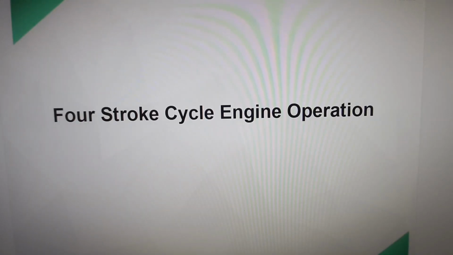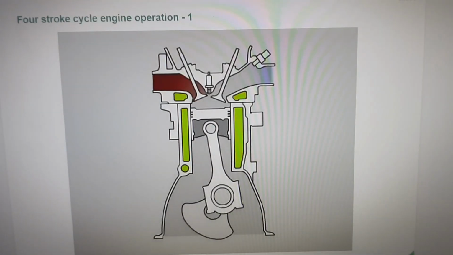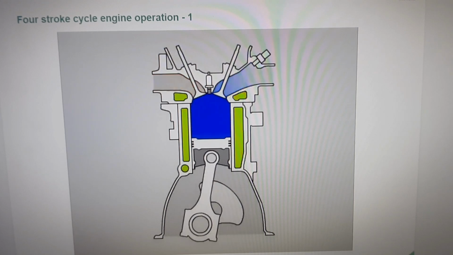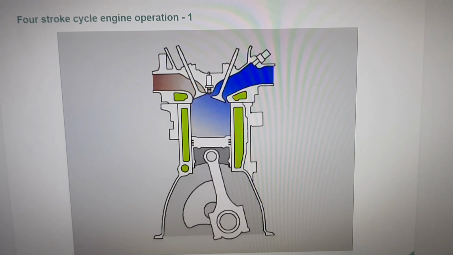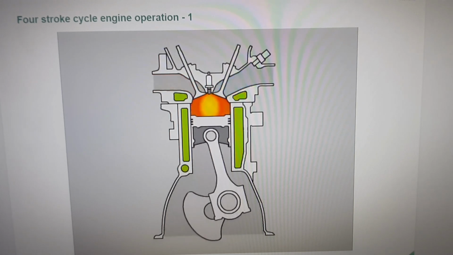Next, we'll learn about the operation of 4-stroke cycle engines. Please note the running mode of 4-stroke cycle engine in the figure. Its 4 strokes are intake stroke, compression stroke, combustion stroke, and exhaust stroke.